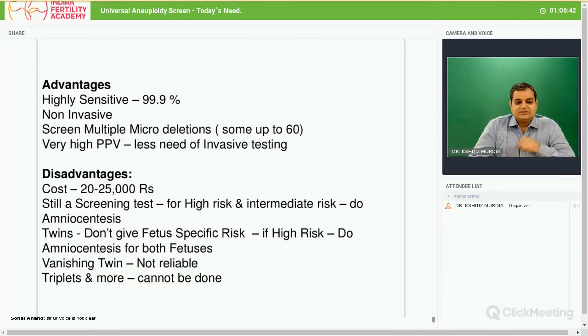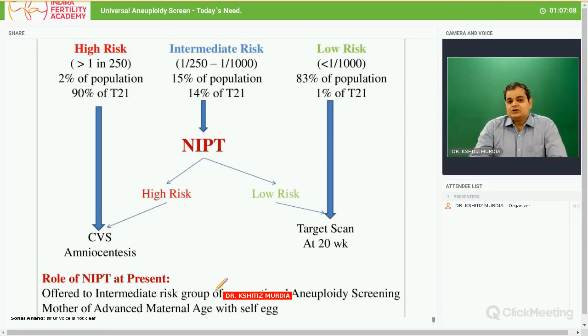In twins, it doesn't give you fetus-specific risks. As I told you, newer NIPT may come up with an answer for this, but to date NIPT doesn't give fetus-specific risk. So if the risk is high, I have to do amniocentesis for both fetuses. In case of a vanishing twin, again the NIPT reports are not reliable, and for triplets and more, it cannot be done. So how do we interpret the reports of NIPT?